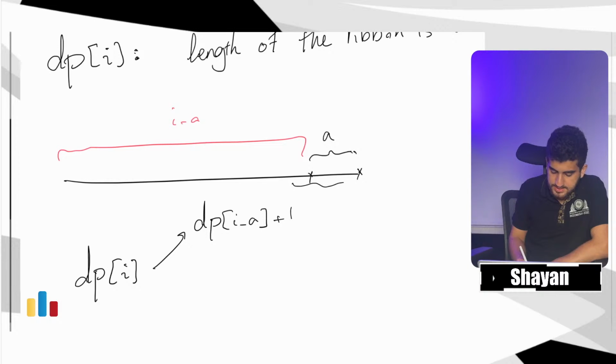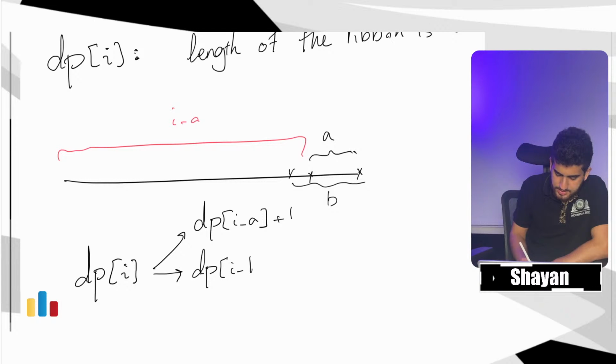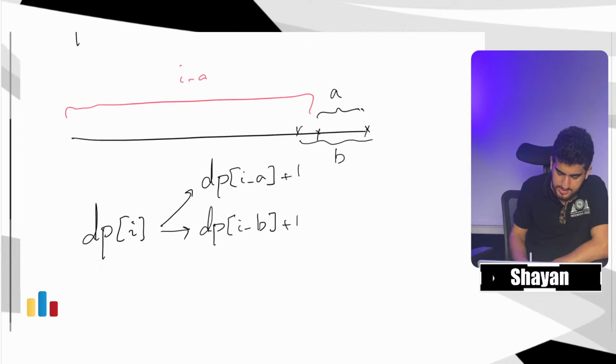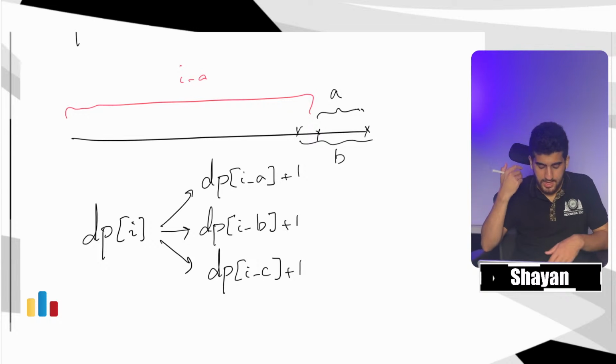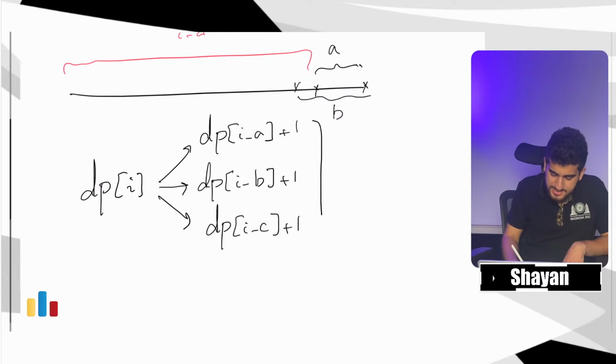If the last piece has length B, for example, then the rest of the ribbon has length I minus B, and I have to add 1 to it. And if it has C, it's going to be dp of I minus C plus 1. So at the end, I need to take the maximum of all these three because I have all these three cases.